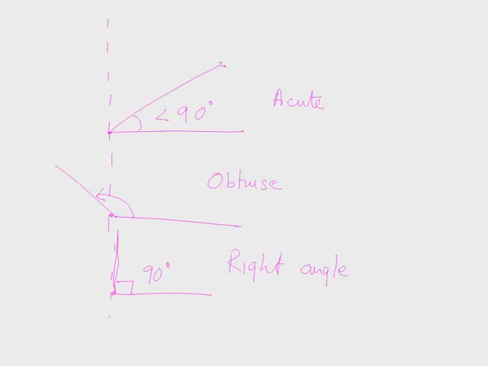And if the rotation is all the way around till I get a straight line, then it's 180 degrees and it's called a straight angle because it creates a straight line. So these are typically 4 kinds of angles we get: the acute, obtuse, right, and straight.